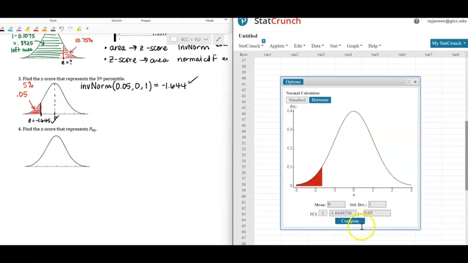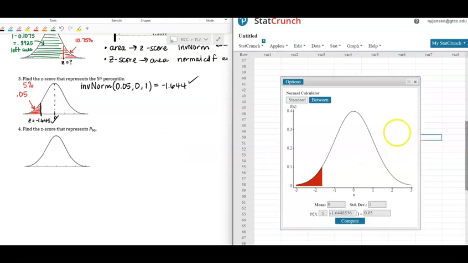And now I click compute, and it draws me a little graph where I can see a shaded red area to the left of 0.05. And then down here, it's giving me what that z-score is of negative 1.644. Or same thing we found earlier.